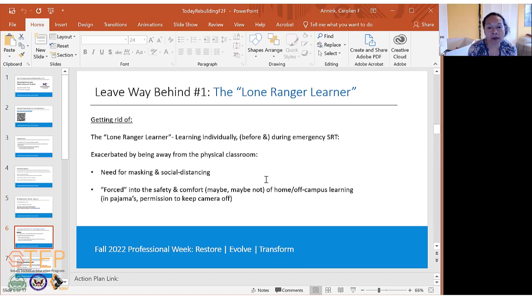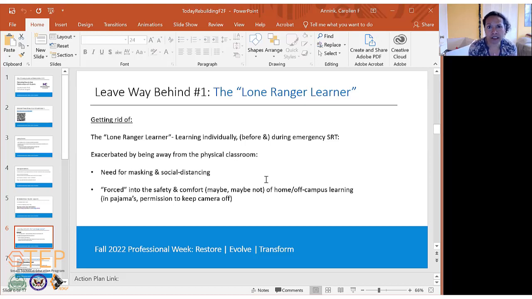So what happened is that students were more or less forced to learn, instead of in the formal classroom, in the comfort of their home setting. For some it was comfort, for others it was not. So, you can imagine students in their pajamas. They didn't have to dress up for class.